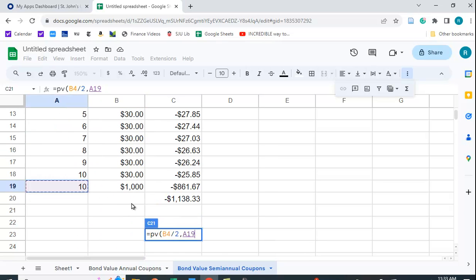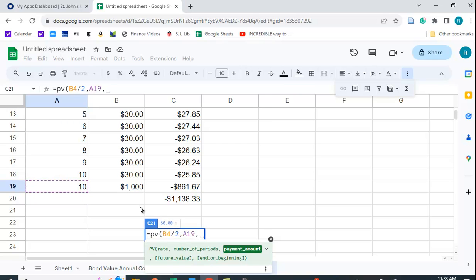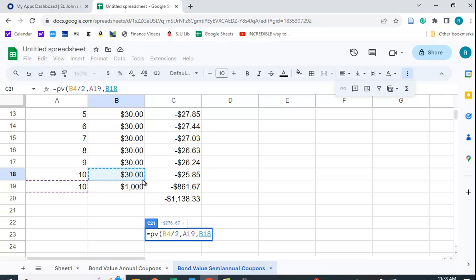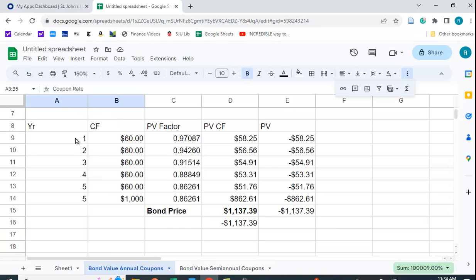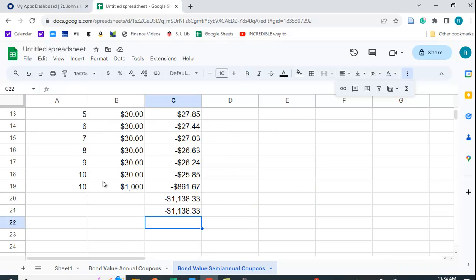So we use this number. The payment amount, or the annuity, is the 30. And the future value is 1,000. And if I've done it correctly, I should get the same answer again. So these are several ways to do it. You may have questions with annual coupons. You may have questions with semi-annual coupons.